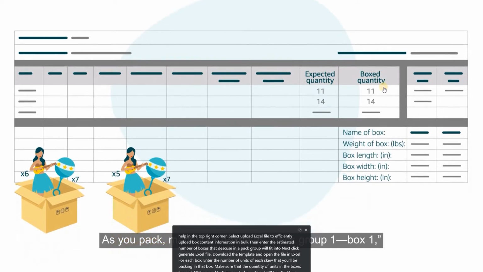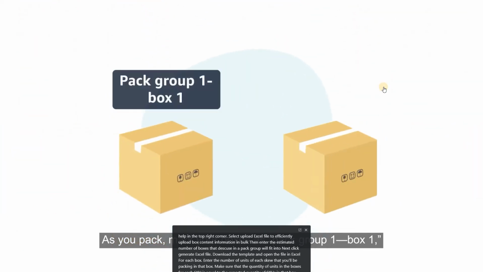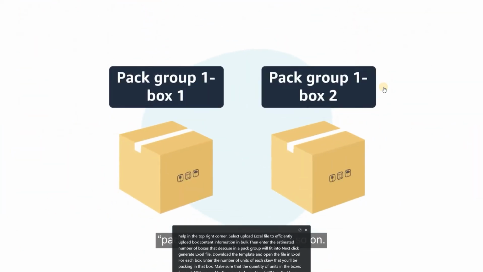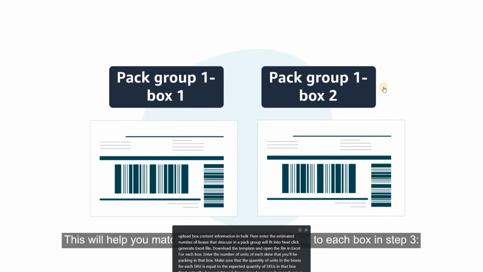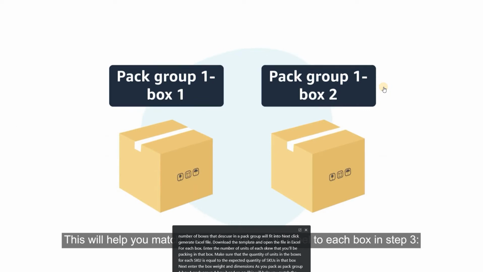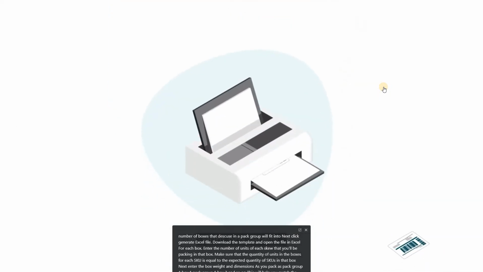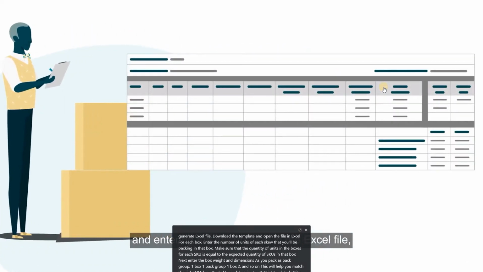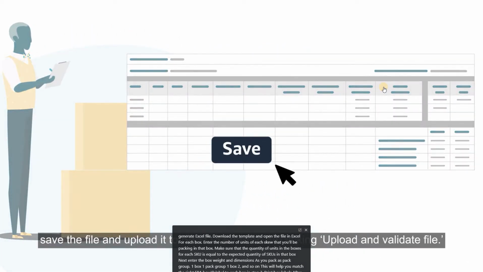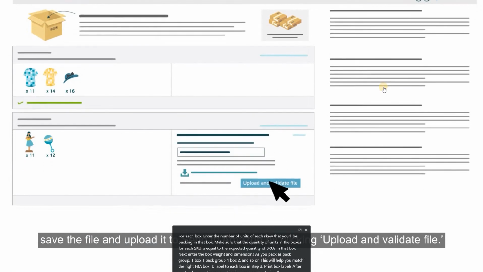As you pack, mark your boxes as Pack Group 1 Box 1, Pack Group 1 Box 2, and so on. This will help you match the right FBA box ID label to each box in Step 3, Print Box Labels. After you're done packing your shipping boxes and entering the information in the Excel file, save the file and upload it to Send to Amazon by clicking Upload and Validate File.